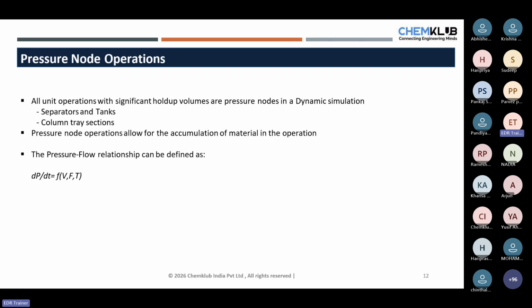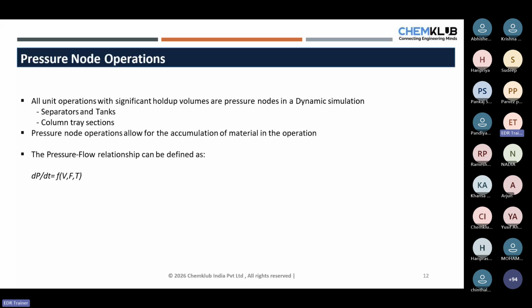So these are considered as major impacting volumes, and these are the pressure node operations. In dynamic, this accumulation directly affects the pressure. The relationship shown here is dP by dt, the pressure variation as a function of time, and it is a function of the volume of the equipment, the flow, and the temperature. The temperature basically affects the volume again, so it is considered as a separate item here.